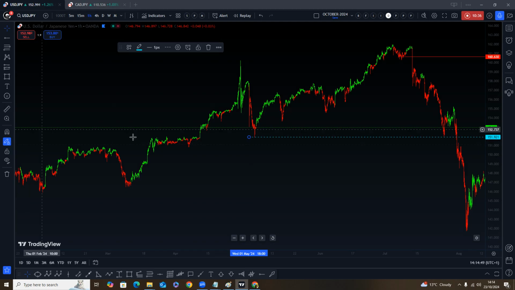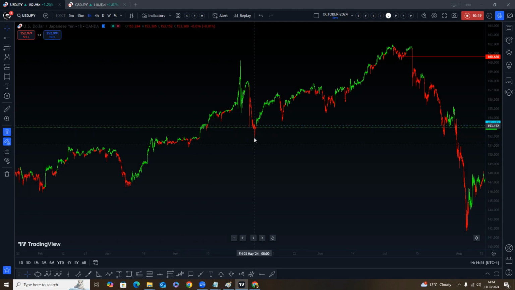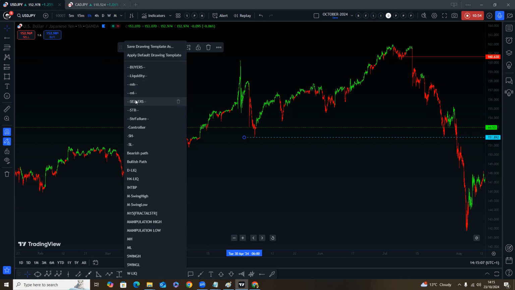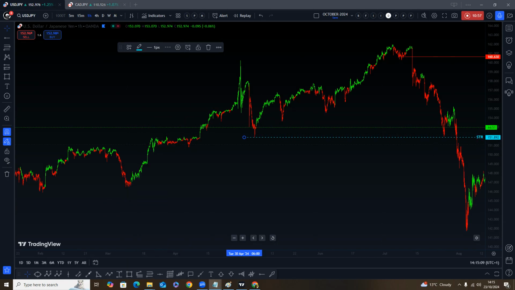I need to put the magnet back on. This magnet is not working for me today. And that's about what we can do. 151.89 as the structural point in the dollar yen. Let me just note that down. I'm doing this live, so it's taking a little bit of time, but that's fine. 151.89 is the structural point.